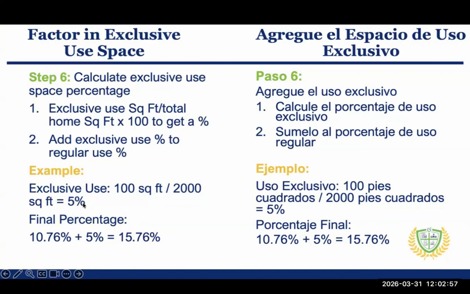Now we add this 5% to our previous result. So 10.76 plus 5%, that's about 15.76%. So this is our time space percentage. In this example, again, this will be different for everyone.